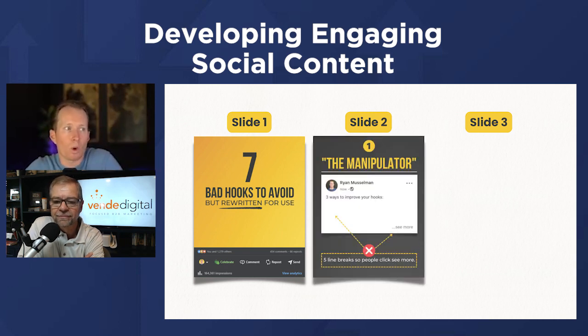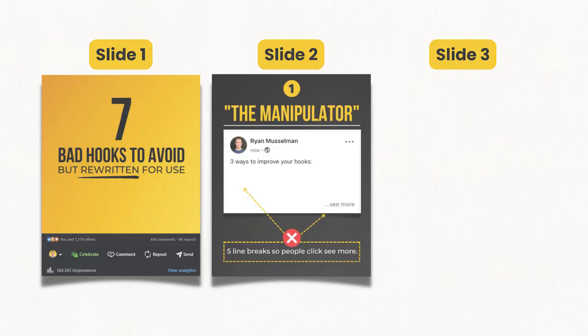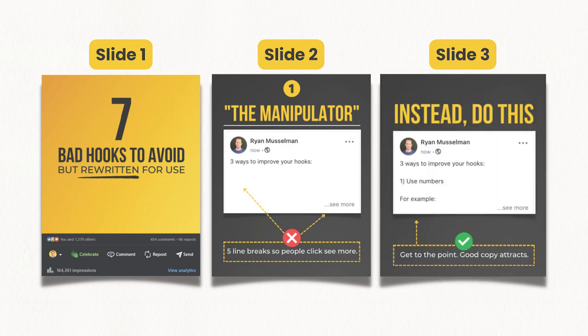Okay. So what I did is just jumped right into it. I didn't have to worry about a long intro or qualifying anything. I literally said, these are 7 bad hooks. Here's the first one. It's a manipulator. Why is it a manipulator? Because people start writing the first line of content, then they hit enter 5 million times to create all of this white space just so someone clicks on see more. Okay. Good content gets to the point and good copy attracts. White space does not attract. There's nothing to see here.